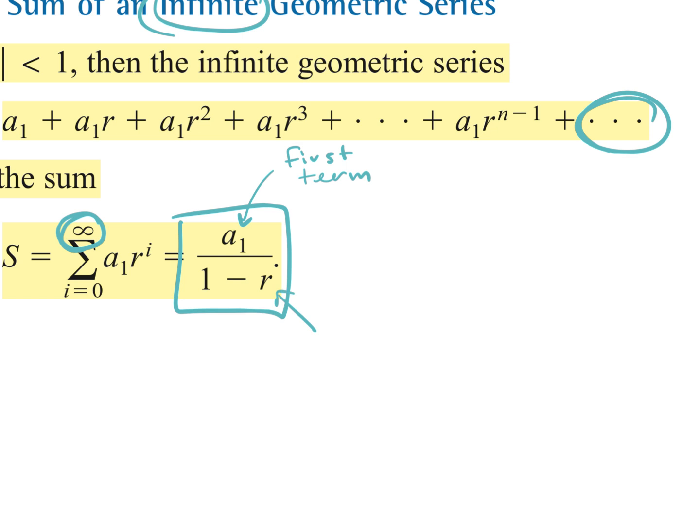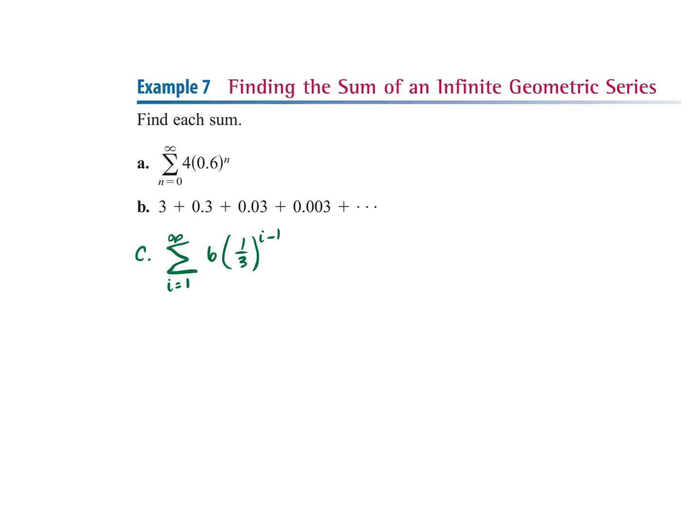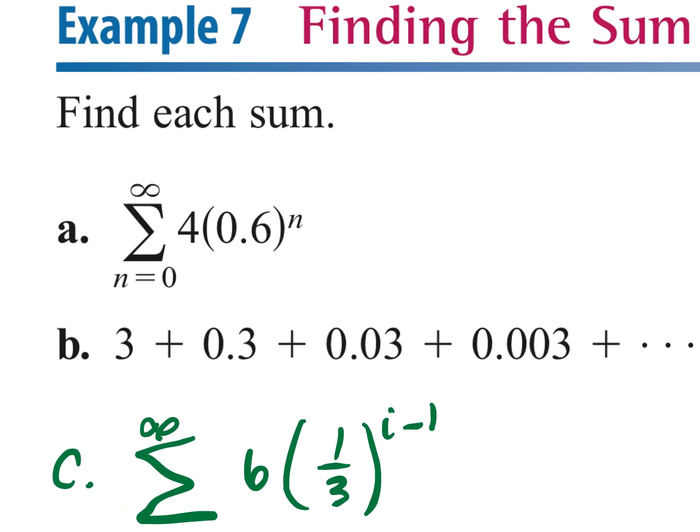And then r is going to be our common ratio, which is going to be the base of the exponent. So the base, the number that has the exponent. Let's look at a. So a, we see that it goes to infinity. So we know we're going to use our infinite sum formula. So a sub 1 over 1 minus r.